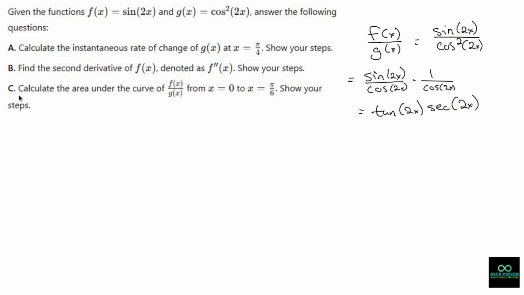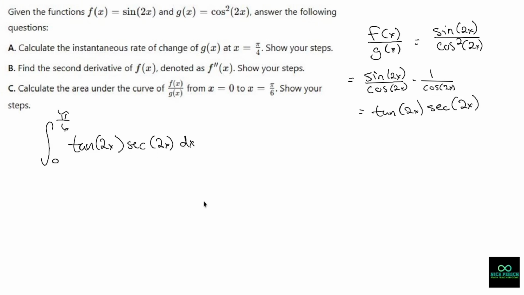Okay, so to calculate the area under the curve, that is going to be an integral. And we're going to integrate it from 0 to pi over 6. Okay, show your steps. So I'm going to integrate from 0 to pi over 6 tan 2x secant 2x. Now, there's a lot of ways you can handle this, okay?